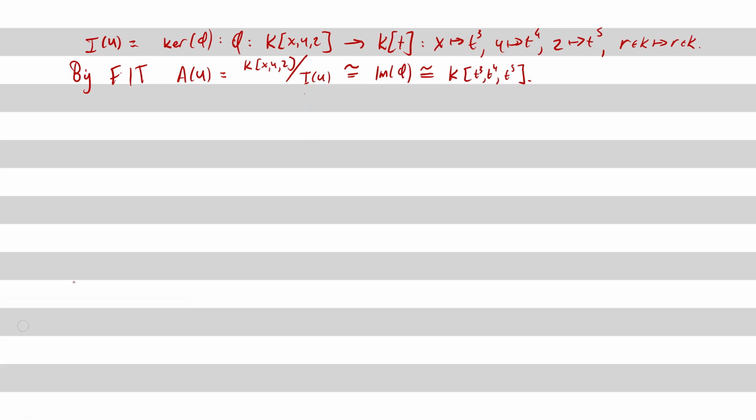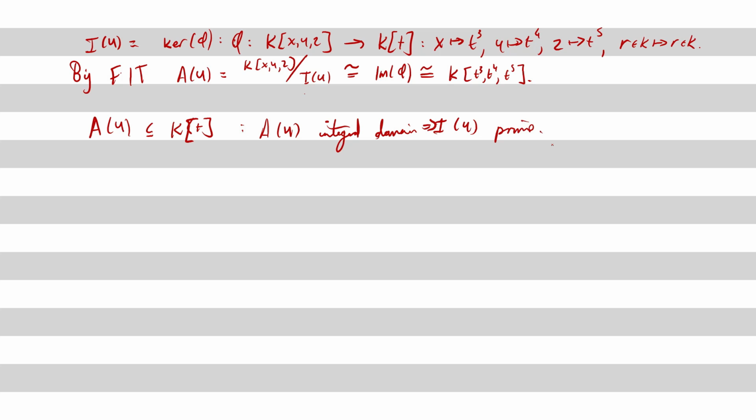But A of y is a subset of k adjoin t, which is an integral domain. Therefore, A of y is an integral domain, and I of y is prime.